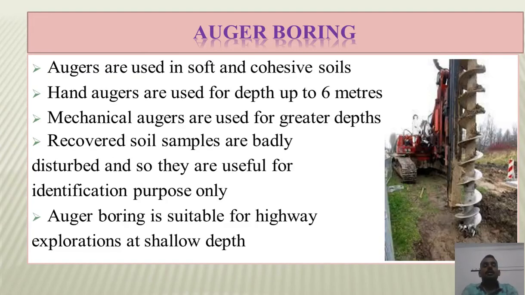One of the most commonly used methods is auger boring. Augers are used in soft and cohesive soils. Hand augers are used for a depth of about 6 meters, and mechanical augers are used for greater depths. In this method, the recovered soil samples are badly disturbed and so they are useful for identification purposes only. Auger boring is suitable for highway explorations at shallower depth.